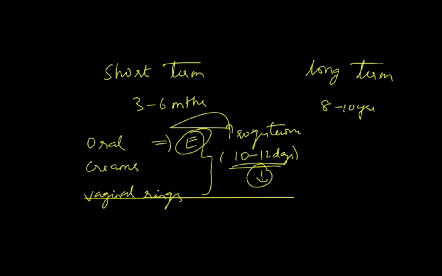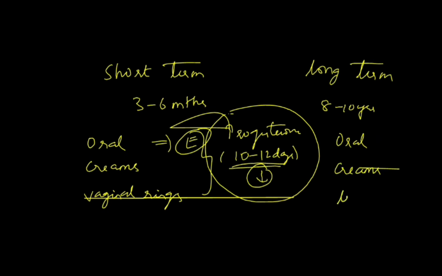This progesterone is not given if the woman has undergone hysterectomy. So in hysterectomized women, you don't have to give progesterone. You have to give only estrogen for them. Now coming to the long-term treatment with hormones. Again, it can be with oral estrogens and progesterones, or with creams, transdermal patches, vaginal rings as well, or implants. So this is how you give the long-term treatment.